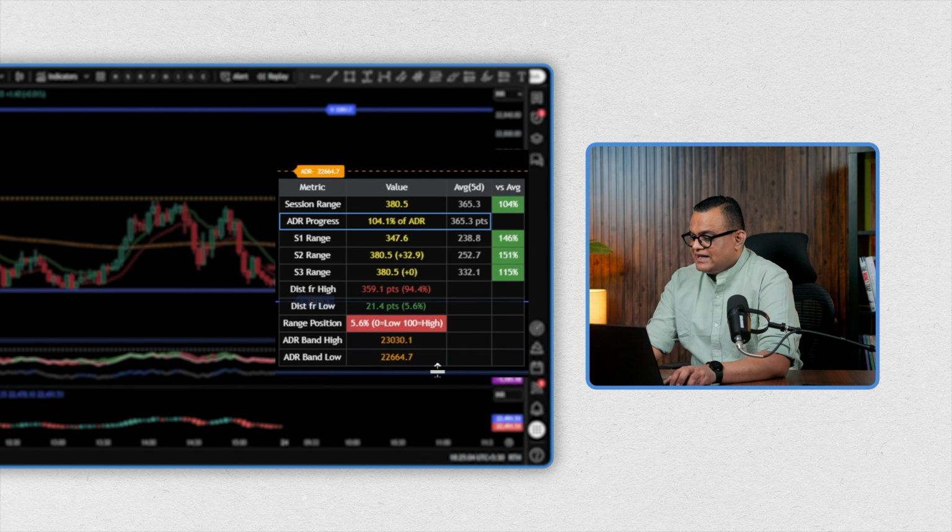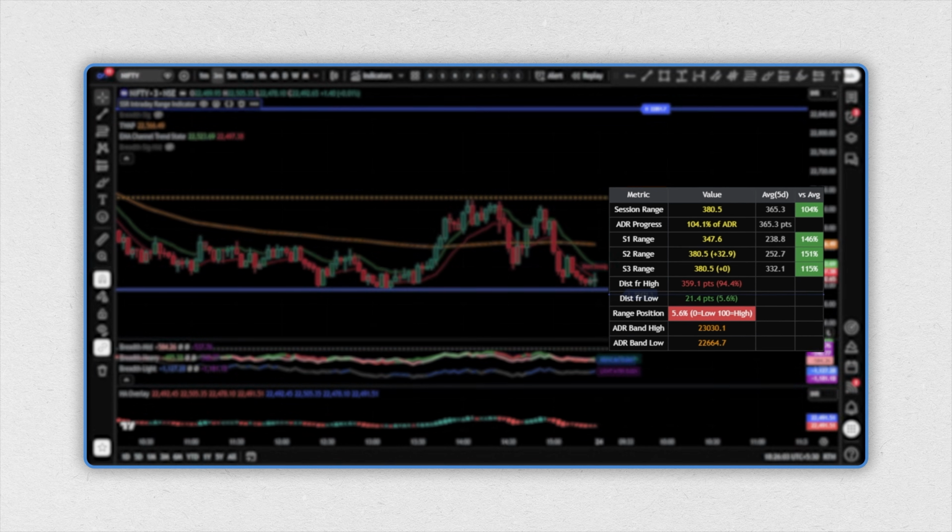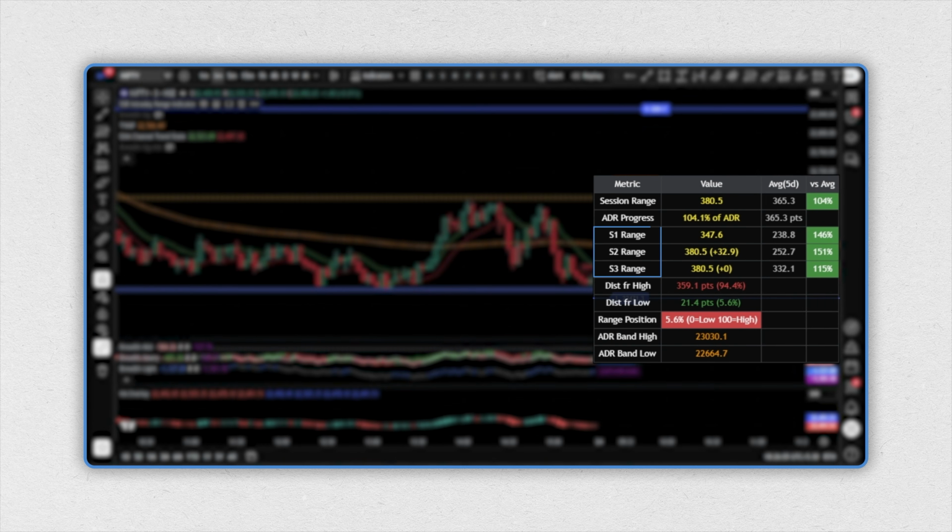That's exactly what the next row, ADR progress, also tells us. The next set of metrics that you see over here in the table is what I would call the range by time metrics. S1, S2, and S3 are the 3 time segments. And what you see under the value column is the range for that time segment. S1 range today was 347.6. On an average, it's 238.8. If you look at the 5-day average, so today's S1 was 146% of the 5-day average.